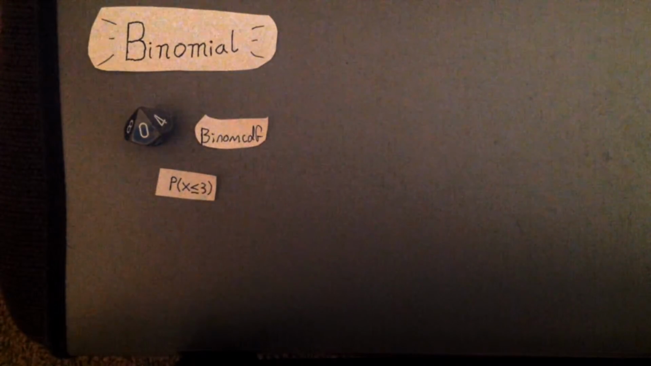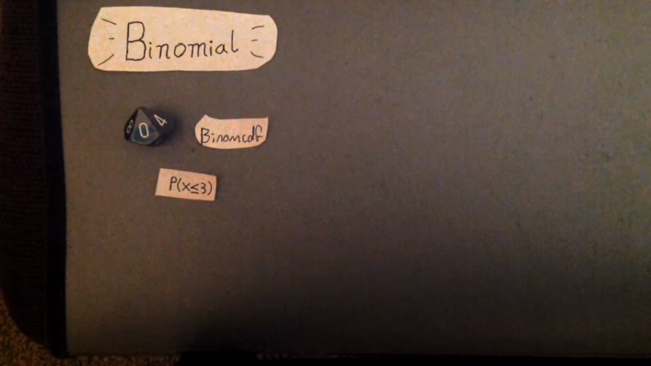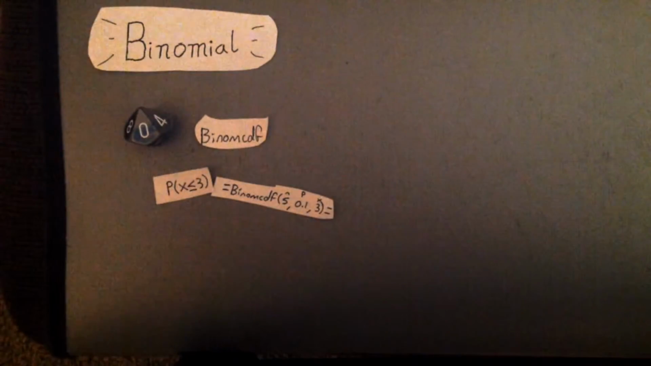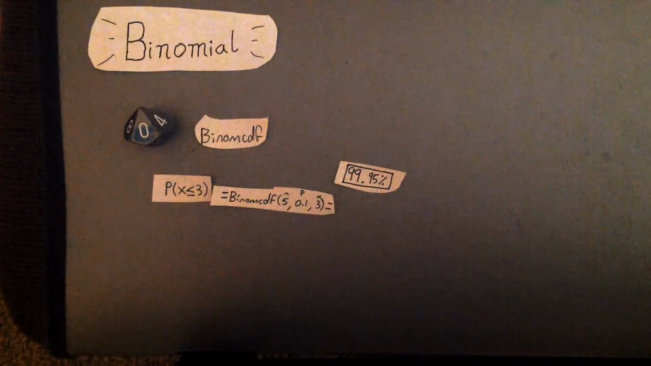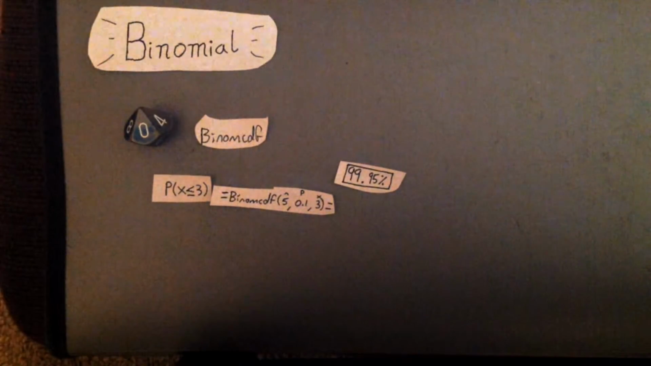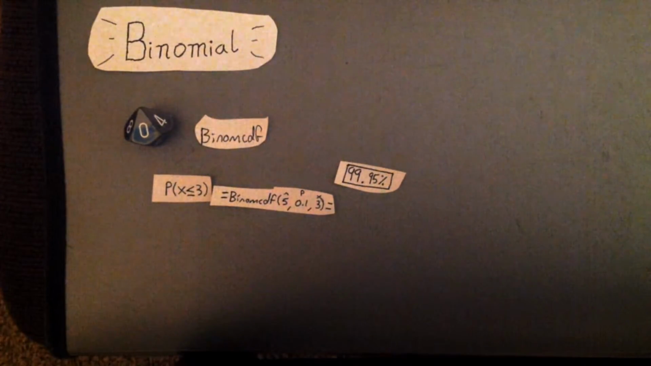So now let's move on to Binom CDF, whose basic function asks what is the probability that x is less than or equal to 3, or the probability that x is at most 3. When we plug this into our calculator, we find that it's almost the exact same as Binom PDF. The only difference really is it's CDF instead. But the total comes out to 99.95% probability that you'll have at most 3 successes.